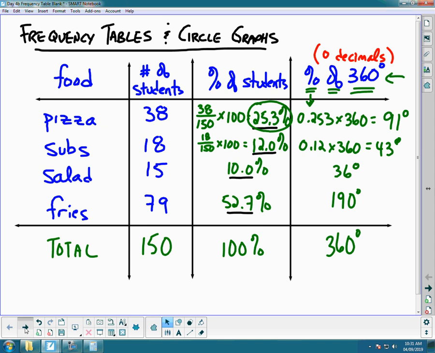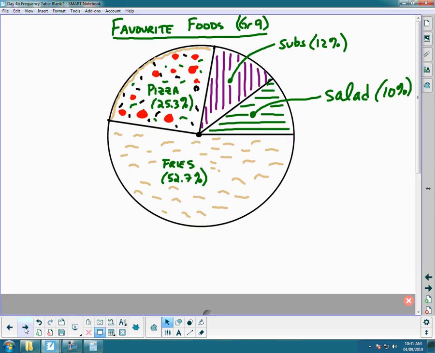Now I've taken the liberty to draw this out. We're not going to draw the circle graph right now. I'm sure you've drawn lots of circle graphs in grade 7 and 8. The point of this exercise is to practice the percentages. So filling in the frequency table is what's most valuable. But here is an example of that information.